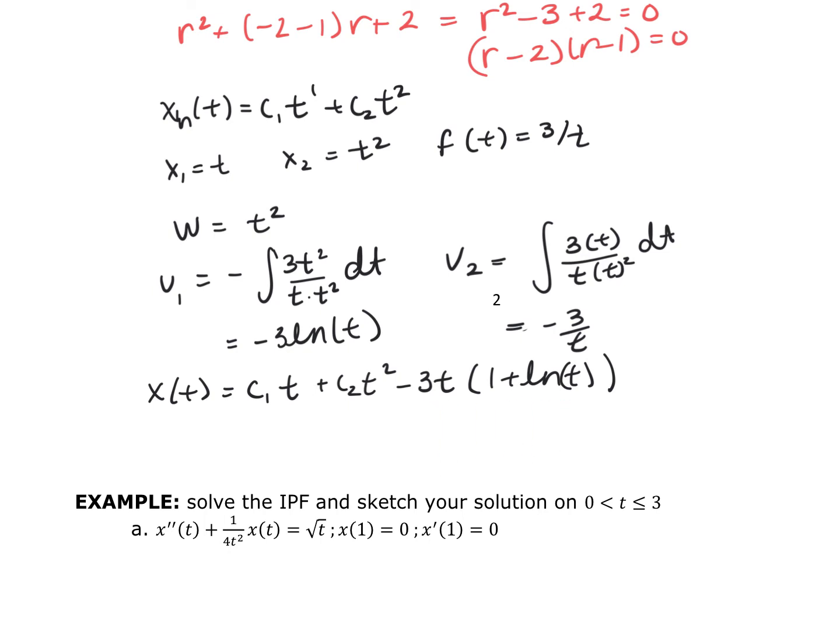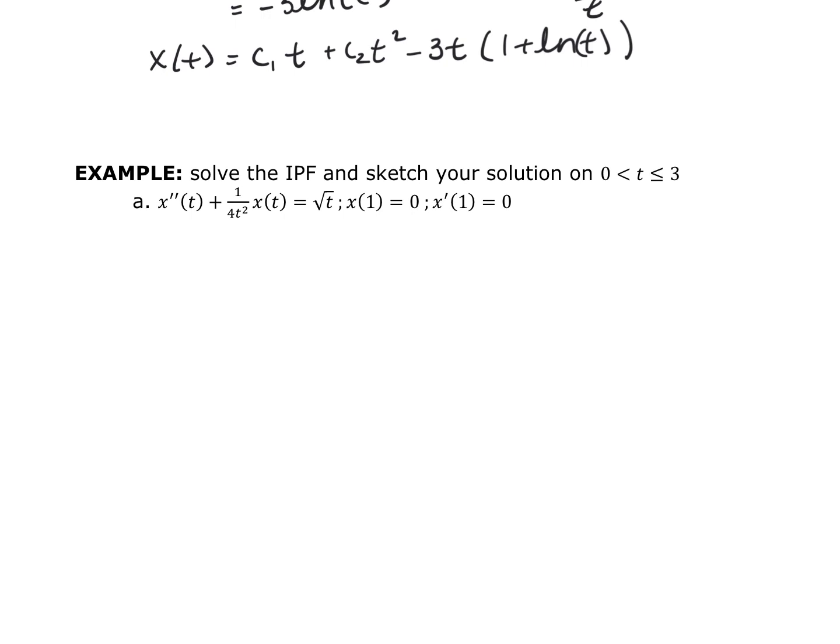Now, let's take a look at this example. We're going to solve this initial value problem and sketch your solution between 0 and 3 for t. The great thing about this one is that it's already set up in the form that we want. So all I have to do is figure out what A, B, and C is.